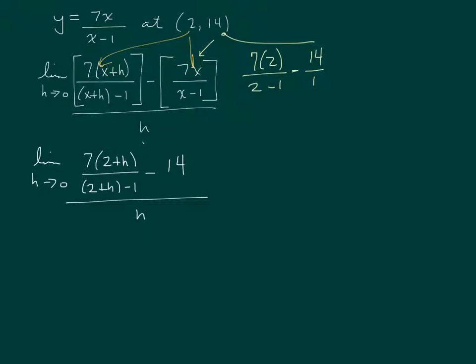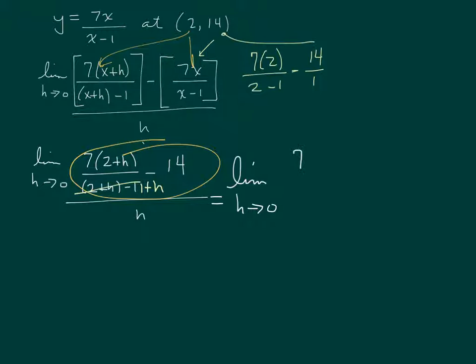So now I need to play around with this so I can finally plug in as h is approaching 0. What I'm going to do is get a common denominator in this numerator piece, and the common denominator is the 2 plus h minus 1. Well, 2 minus 1 is 1, right? So that's 1 plus h. So this piece becomes 1 plus h, and that's going to be my common denominator.